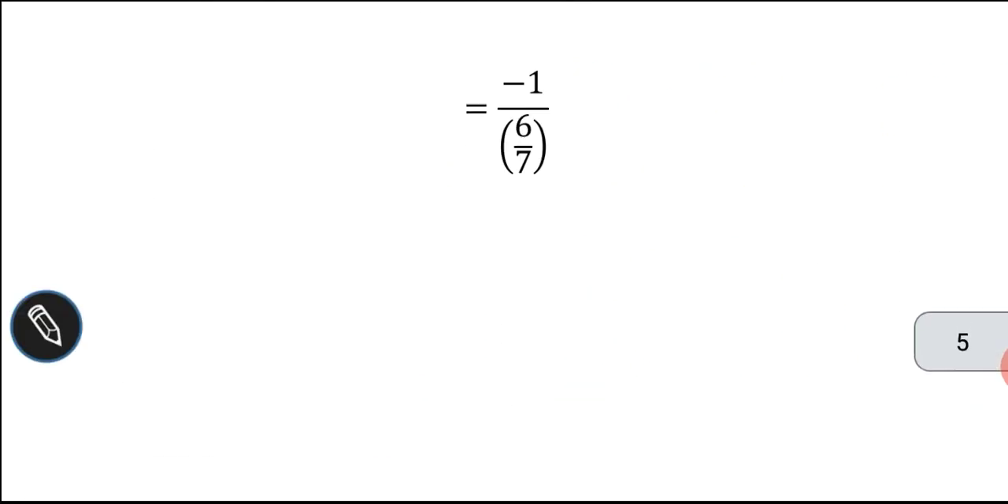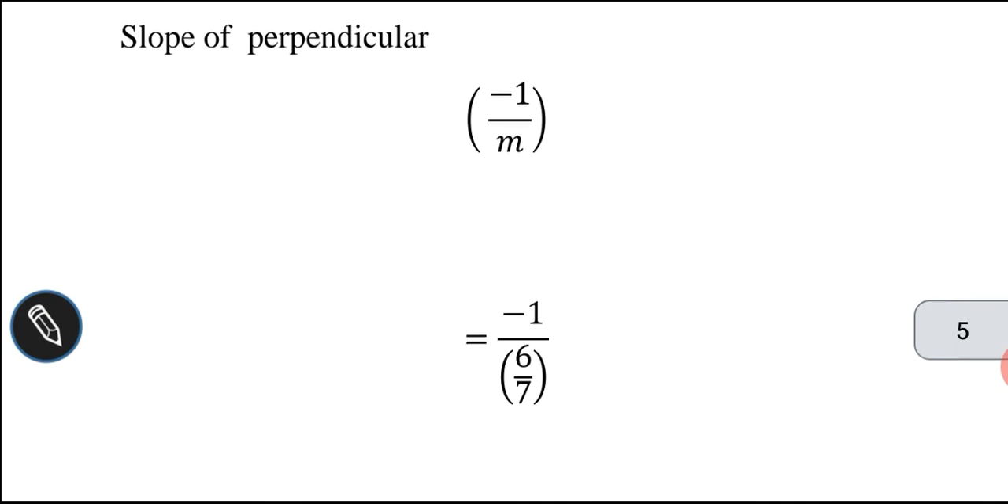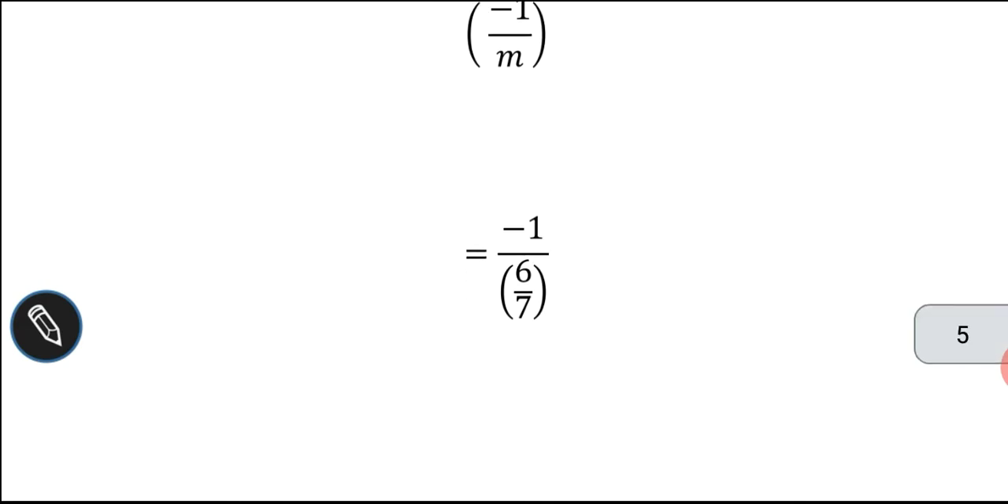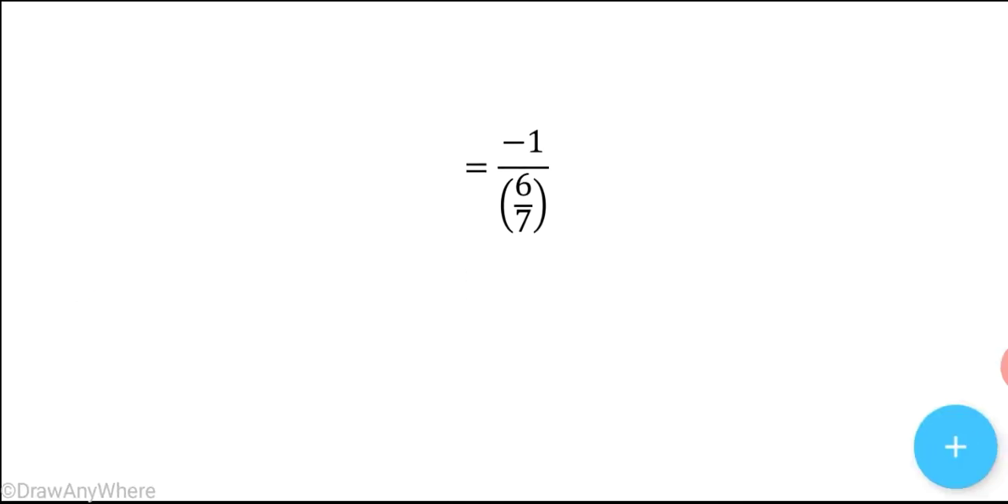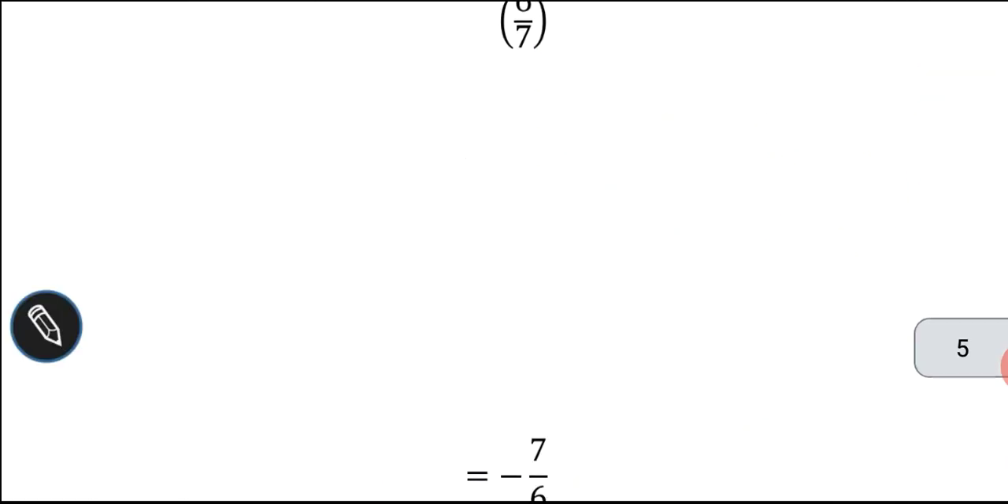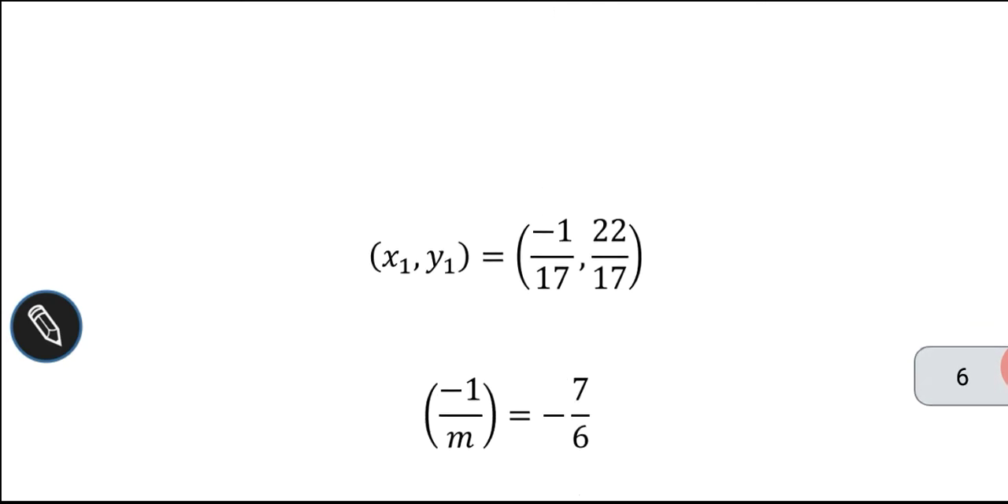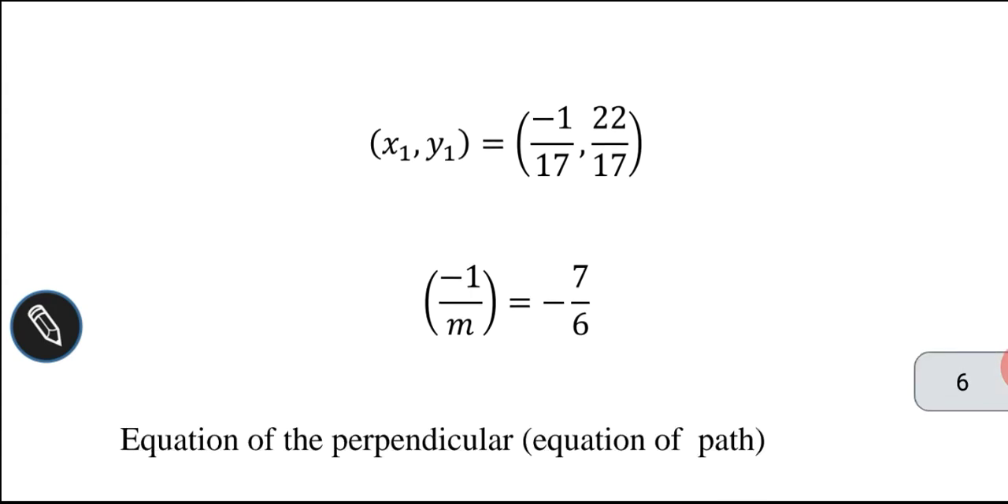So the slope of the perpendicular is minus 1 by m, which is equal to minus 1 divided by 6 by 7. The 7 goes to the numerator and gets multiplied with minus 1, so that is equal to minus 7 divided by 6. Now x1, y1, that is the point P, is minus 1 by 17 comma 22 by 17, and the slope of the perpendicular is minus 7 by 6.